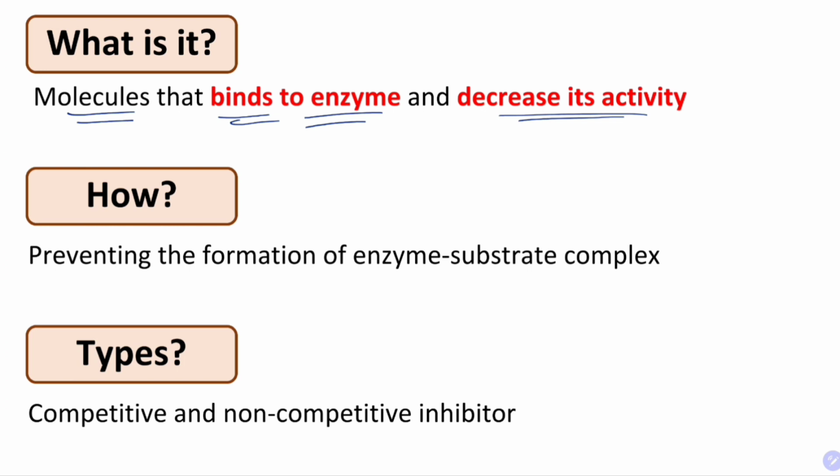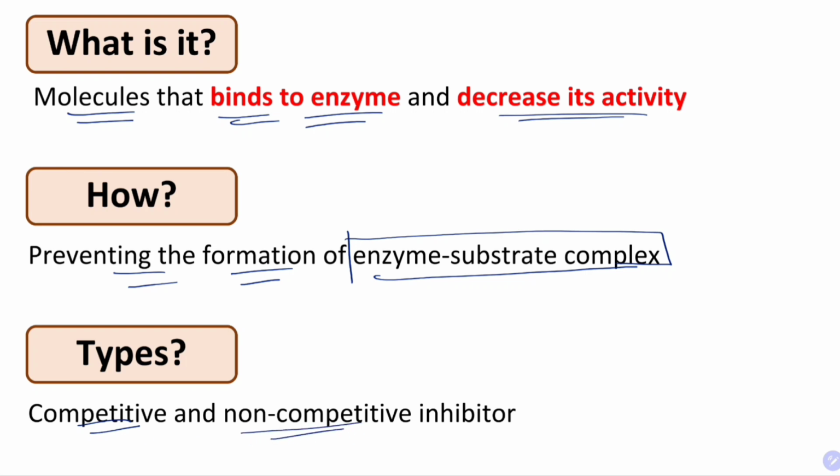So how does an inhibitor prevent enzyme from performing its function? So by preventing formation of enzyme substrate complex. So ingat balik macam mana enzyme boleh buat kerja adalah dengan form enzyme substrate complex. Okay, so to inhibit an enzyme activity, dia kena boleh prevent formation of enzyme substrate complex. So there are two types, as I mentioned earlier, either competitive or non-competitive inhibitor. So next we will discuss the differences between the competitive and non-competitive inhibitor.